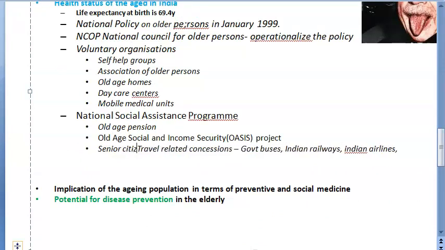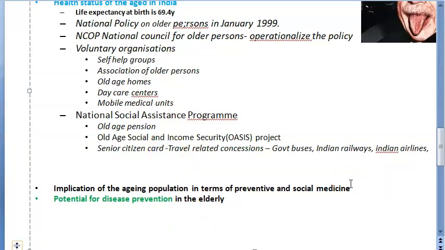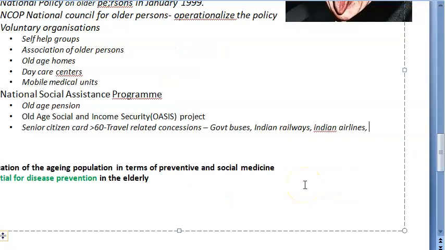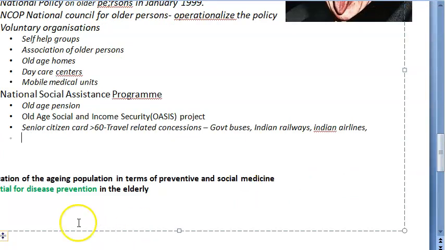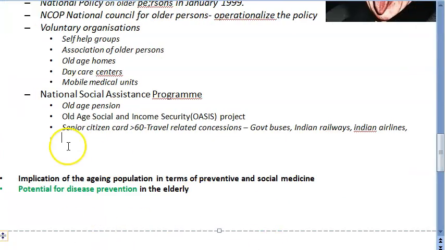Senior citizen card. As of now, senior citizen card in India, what is the age? If they are above 60, they will get this card. They can apply earlier itself and they can avail it as soon as they become 60. Then there are some more schemes you have to write here.